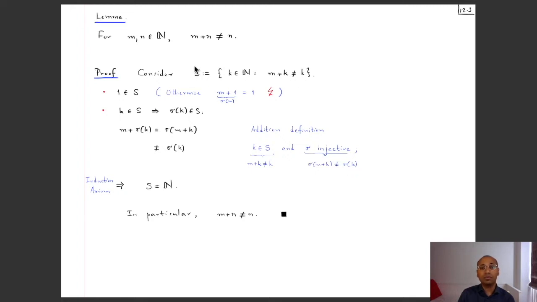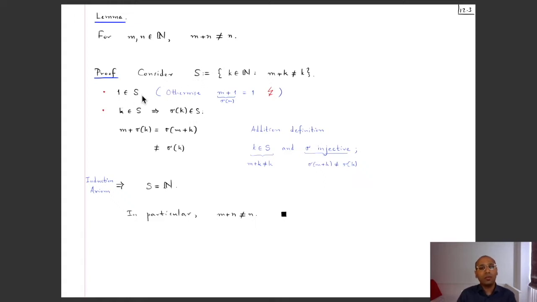So the aim is to show that this S is the whole set of natural numbers, and to do this we will use the induction axiom. So we'll show that 1 belongs to S, and whenever k belongs to S, its successor also belongs to S, which will allow us to conclude that this set S is the whole set of natural numbers via the induction axiom, and then we'll get in particular that m plus n is not equal to n. So that's the plan.